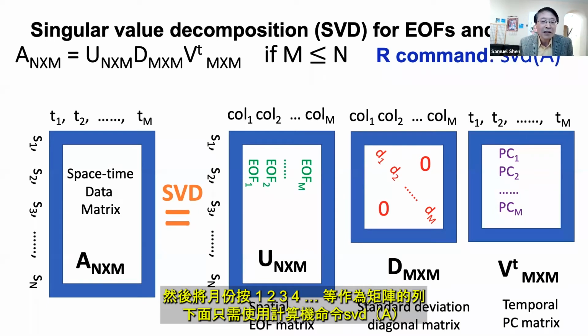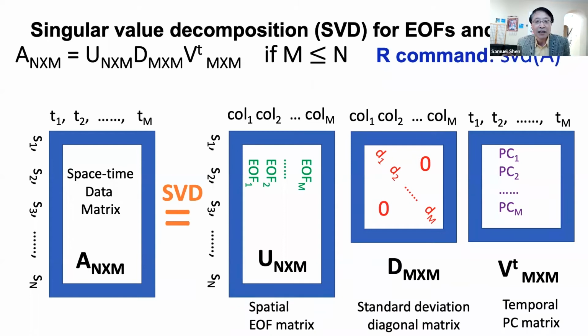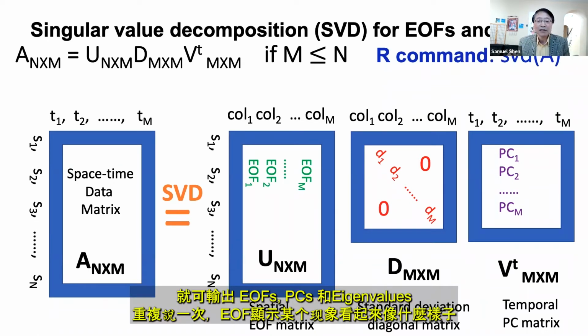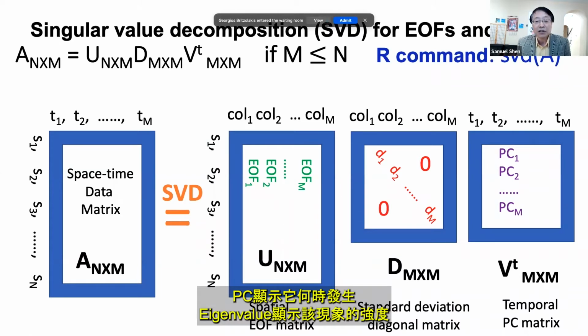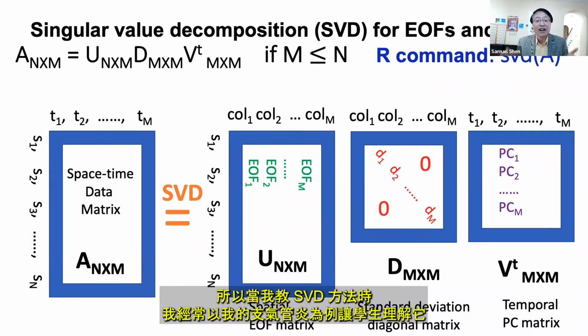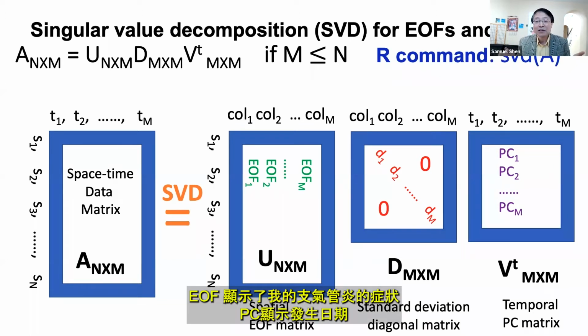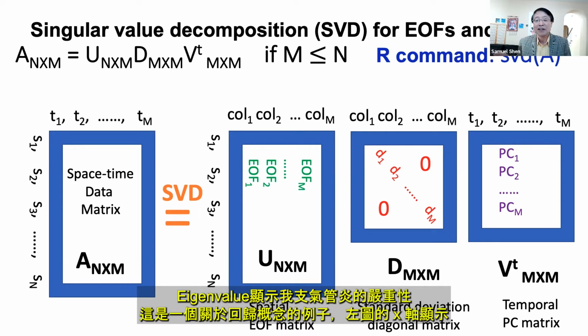Then simply use the computer command svd(A) to output EOFs, PCs, and eigenvalues. Again, an EOF shows what a phenomenon looks like, the PC shows when it occurs, and the eigenvalue shows how strong the phenomenon is. When I teach SVD, I often use my bronchitis as an example to help students understand it. The EOF shows the symptom of my bronchitis, the PC shows the date of occurrence, and the eigenvalue shows the seriousness of my bronchitis.